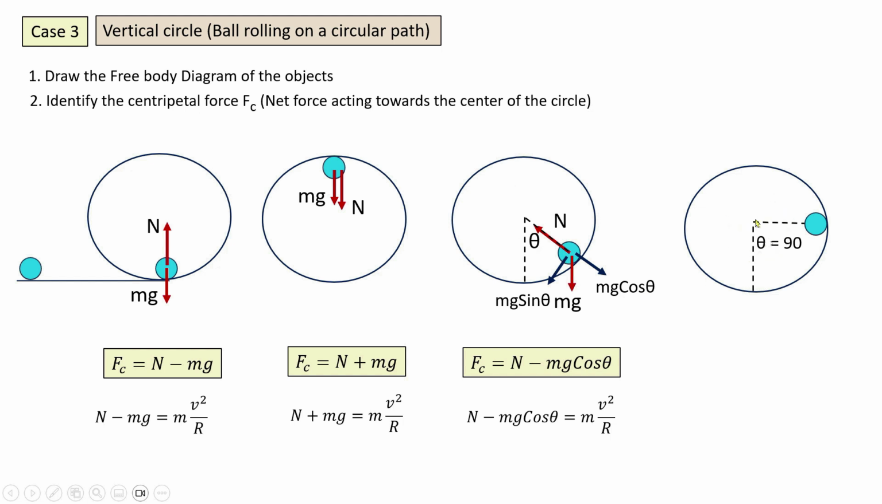In case number 4, if the angle is 90 degrees, so if we put 90 here, cos 90 will be 0. So the centripetal force will only be equal to N. So step 1 is to draw the free body diagram. So mg is acting downwards and the direction of normal reaction is towards the center. In this case, the centripetal force is equal to N only. Here notice mg has no role to play in centripetal force. And finally, we can write down the equation N is equal to mv squared by r. And that's how we solve all the 4 types of cases for vertical circle.